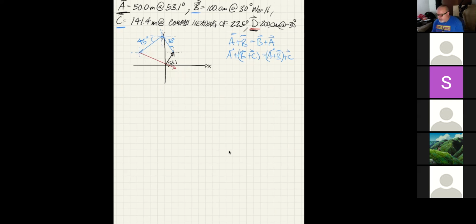Okay, so there's my vector D. Now, the main reason I did all this stuff is I need to have some idea where it's going to be. Now, I didn't really do anything. If you were doing this with paper, you'd actually make up some scale where 50 meters is equal to this distance on paper.